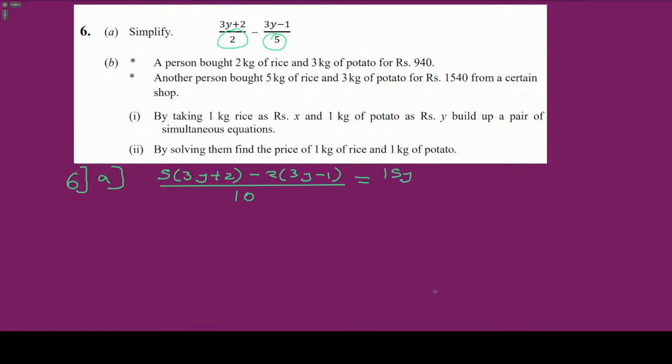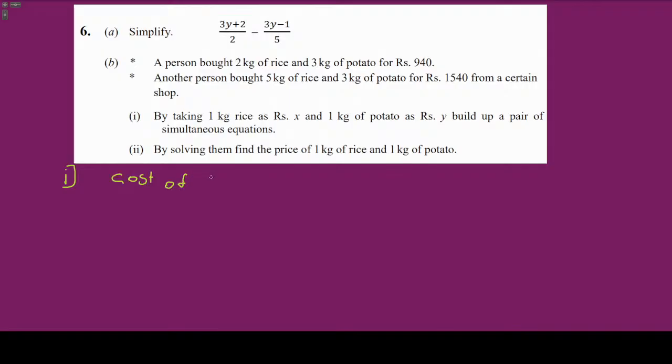Right, let's look at question B. Question B, Roman 1. We have been told a person bought 2 kilograms of rice and 3 kilograms of potato for 940. So they have said cost of 2 kg rice plus cost of 3 kg potato is equal to 940.